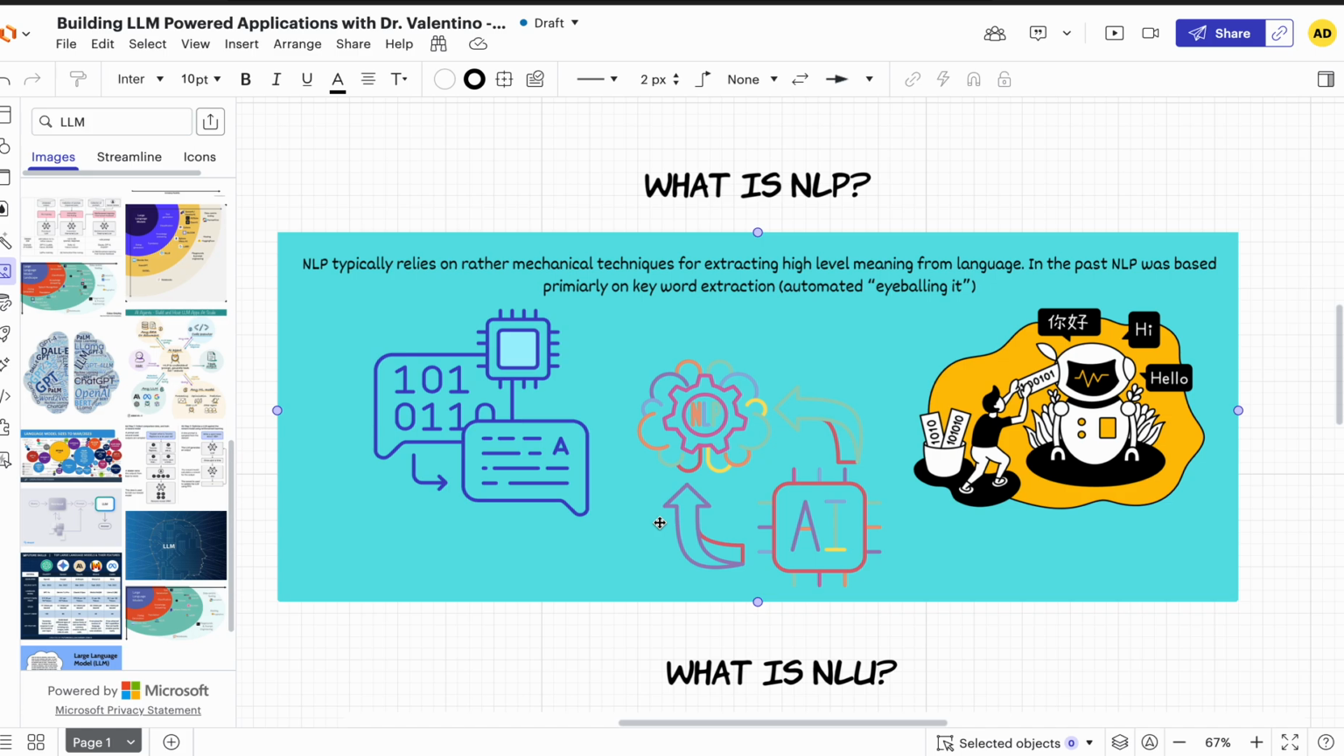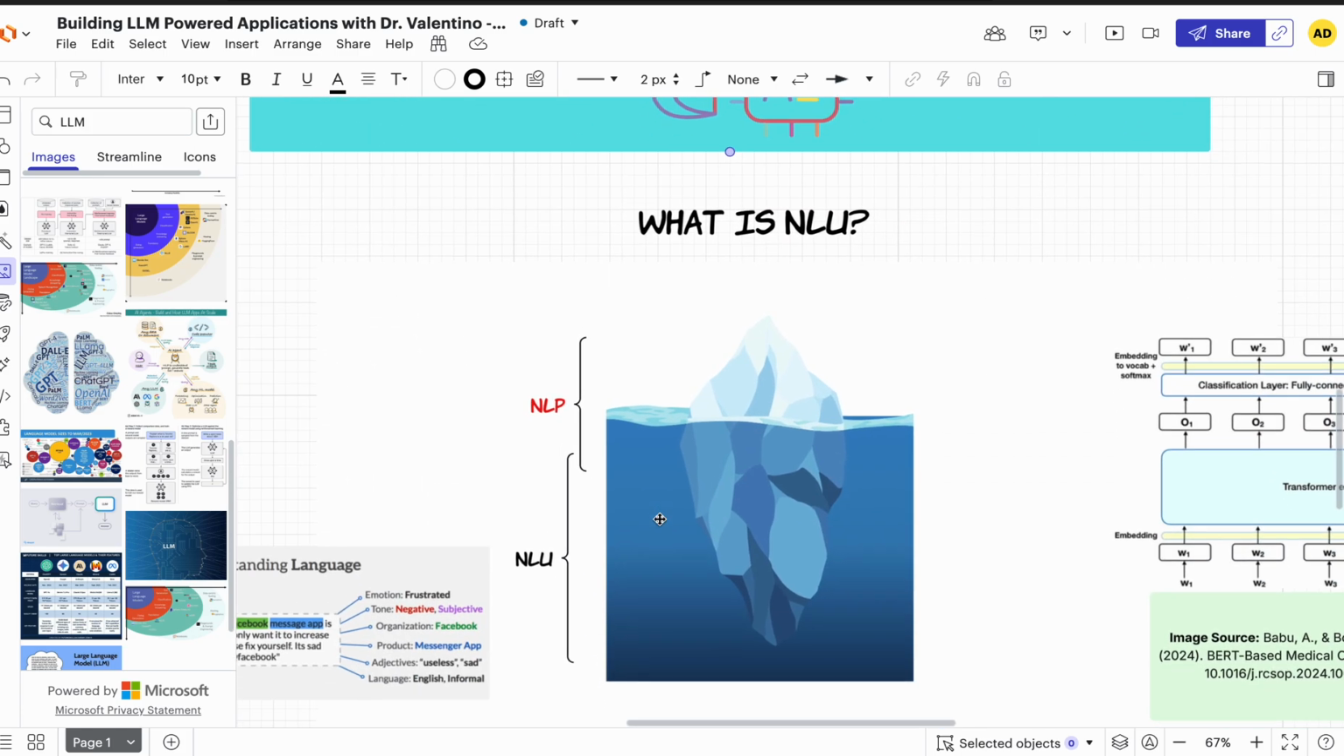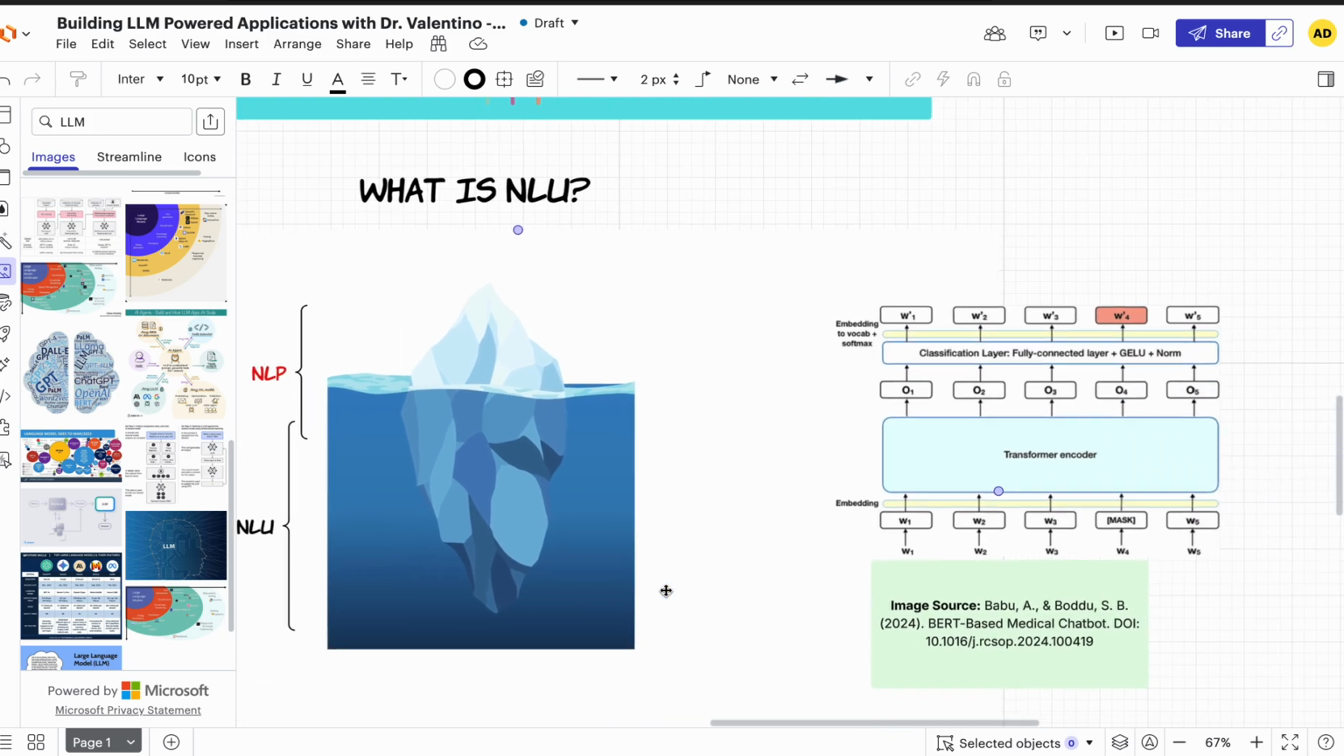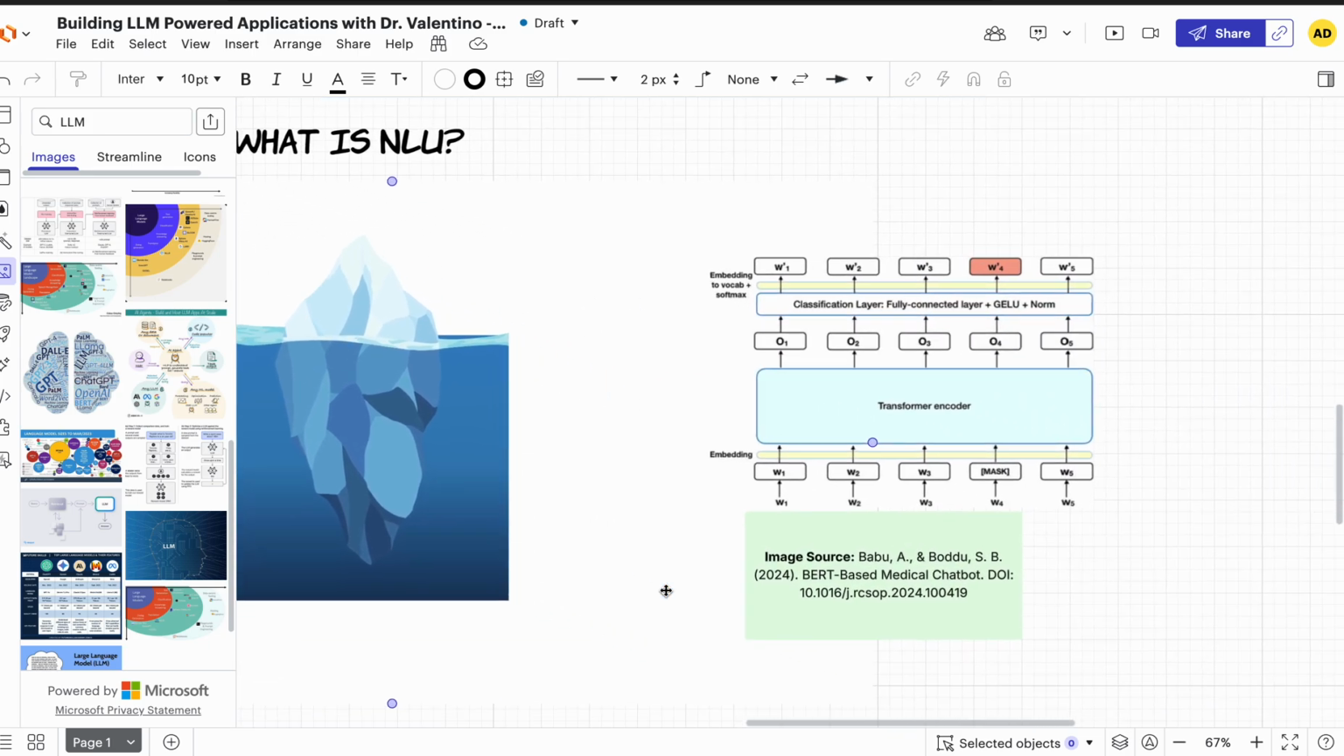NLP typically relies on mechanical techniques for extracting high level meaning from language. So in the past, it was primarily based on keyword extraction, and some people call this eyeballing it, for example. So it relies more so on tip of the iceberg knowledge about semantics rather than deeper semantic understanding. Unlike NLP, NLU focuses more on the deeper contextual meaning.